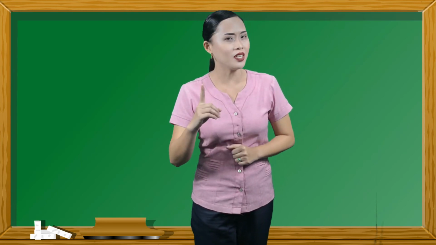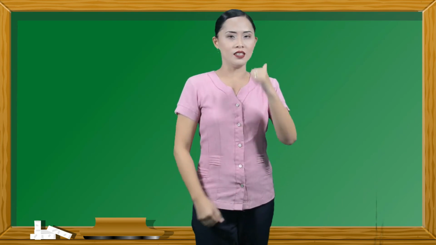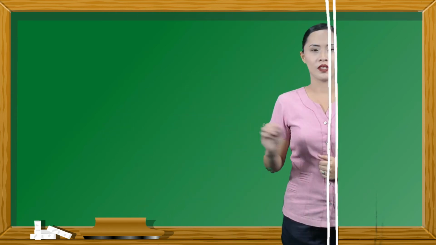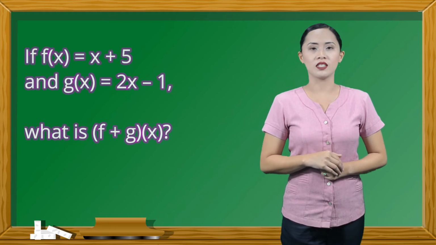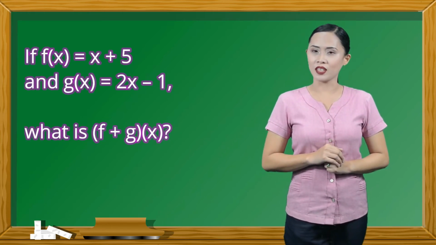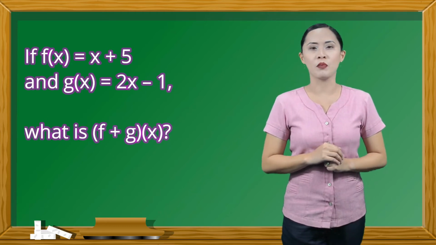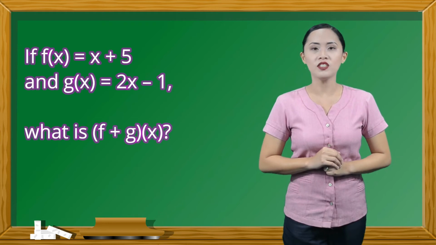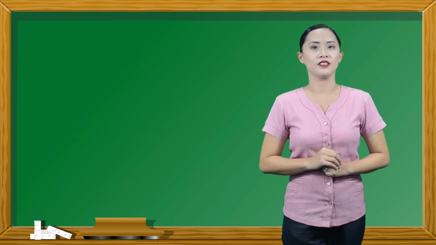Did you get it, students? Good. Now, kindly try this one. If f of x equals x plus 5 and g of x equals 2x minus 1, what is f plus g of x?